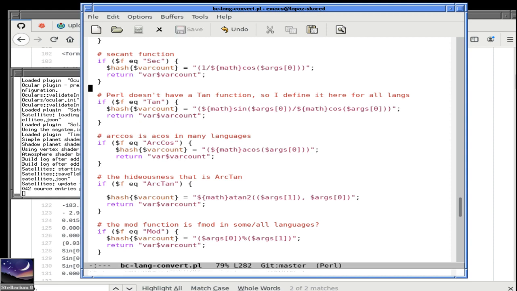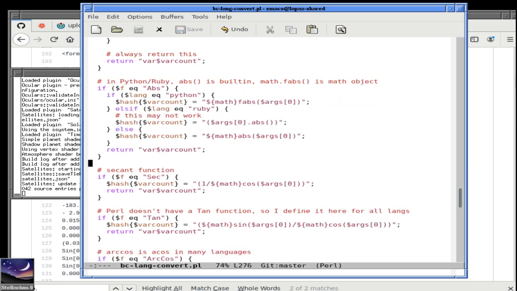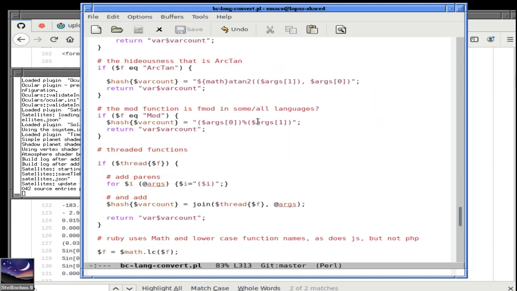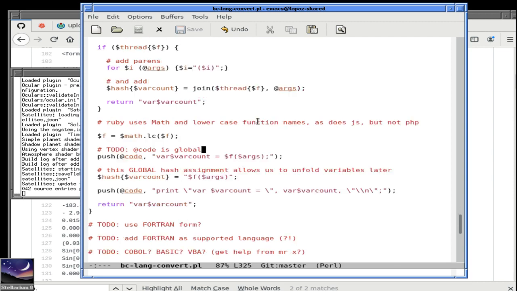And just briefly, the problem is, of course, most languages don't have secant, but secant's 1 over cosine, so we can handle that. The primary difference between a lot of these languages is whether they use a math object or they have a built-in function called, like, absolute value. In some cases, when Mathematica says absolute value, it means floating point absolute value, so we have to do that little conversion. So this is really trivial. It shows more that languages are very similar to each other than different.